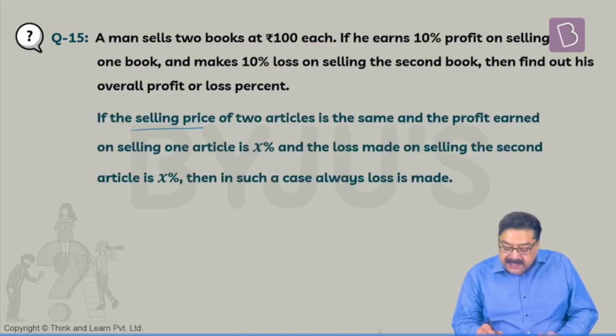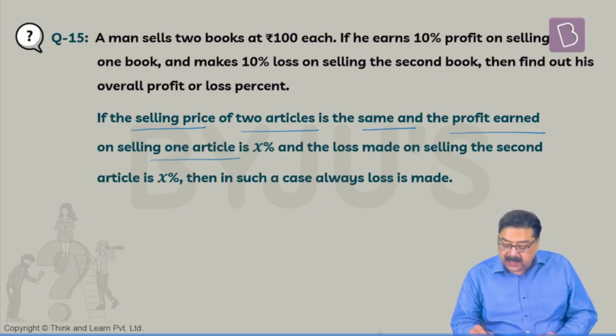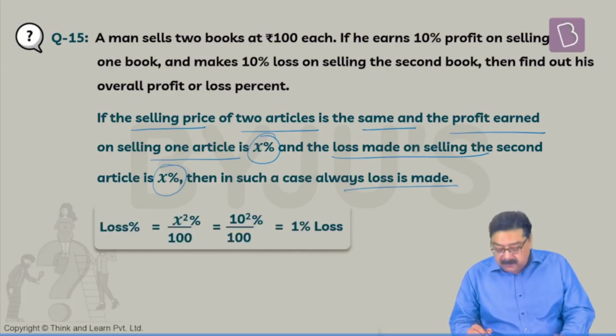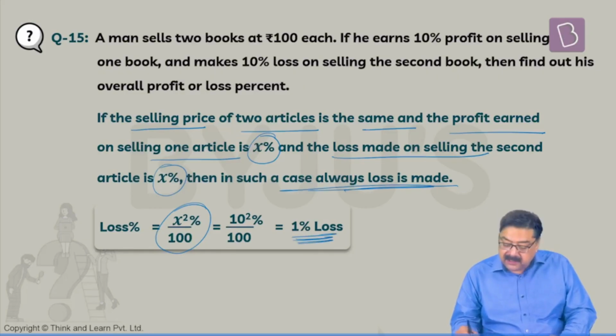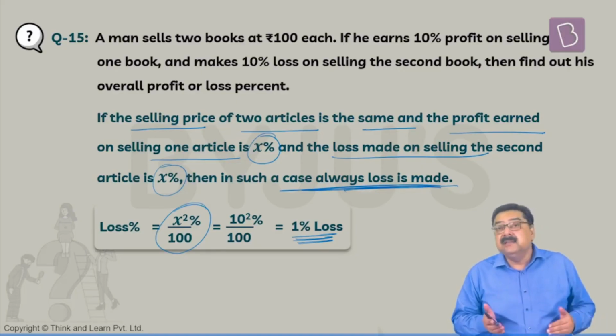So if the selling price of 2 articles is the same and the profit earned on selling one article is X% and loss made on selling the second article is X%, that is the same value in each case, then in such a case, always loss is made, which is given by X square by 100%, that is 10 square by 100, 1% loss. Always loss will be made. Let us say that the value of X would have been 20%. That is profit of 20% on selling an item at rupees 100, on selling another item for rupees 100, loss of 20%.